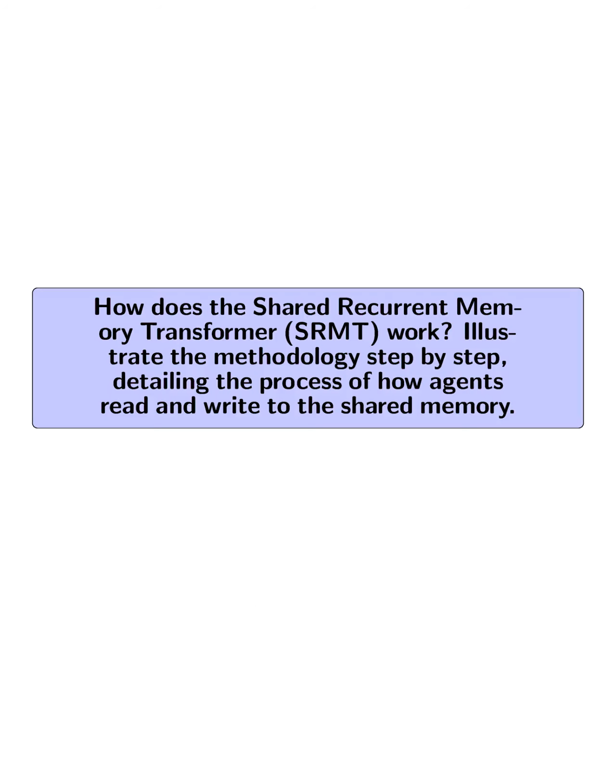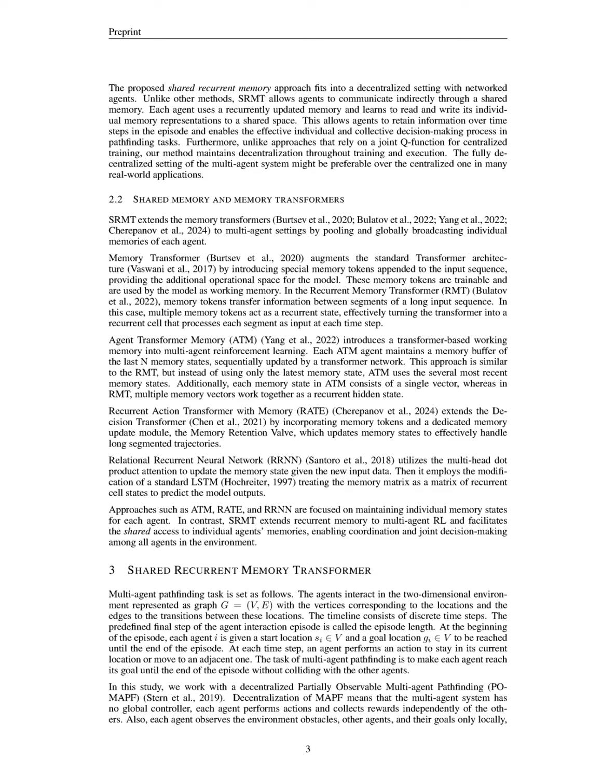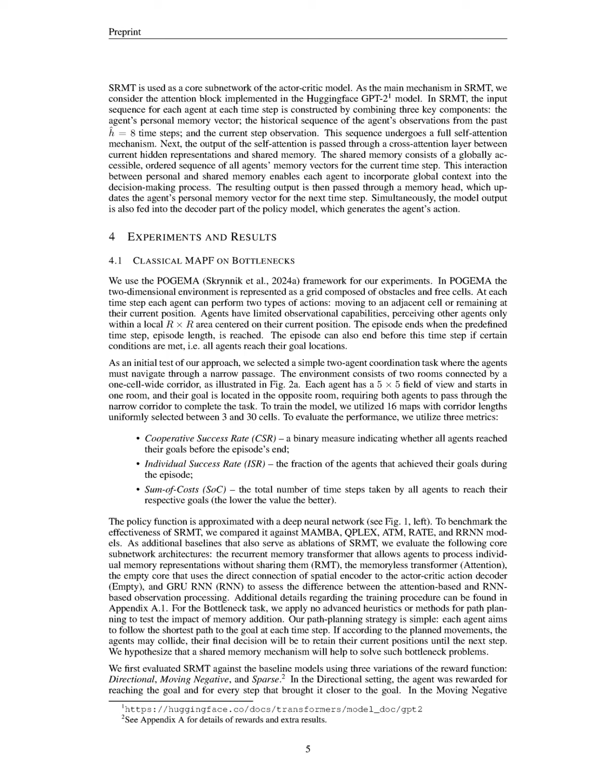How does the Shared Recurrent Memory Transformer, SRMT, work? Illustrate the methodology step by step, detailing the process of how agents read and write to the shared memory. The Shared Recurrent Memory Transformer, SRMT, operates by allowing agents to communicate indirectly through a shared memory system, enhancing their coordination in multi-agent pathfinding tasks. Each agent maintains a personal memory vector that is updated at each time step. The process begins with the construction of an input sequence for each agent, which combines the agent's personal memory vector, a historical sequence of observations from the past 8 time steps, and the current observation.